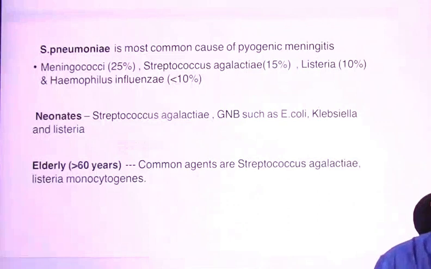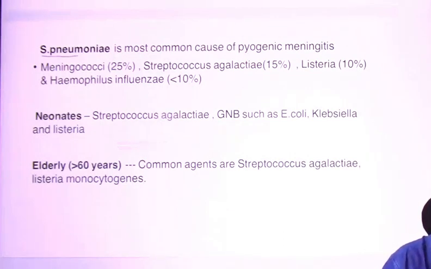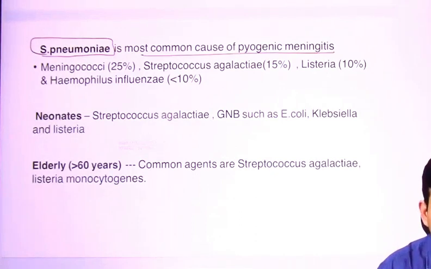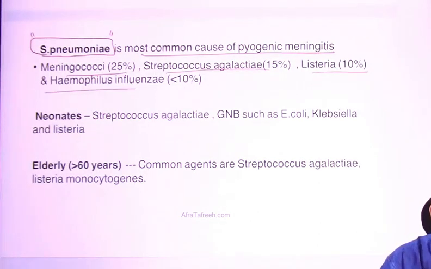Now as far as the percentages are concerned, always a controversial thing to discuss up, but still one thing is not controversial, that this is the most common cause of pyogenic meningitis. Which one? The Streptococcus pneumoniae is the most common cause overall. Then the meningococcus around 25%, Streptococcus agalactiae 15%, Listeria around 10%, and Haemophilus influenzae have lost the race. It has come last in this, less than 10%.